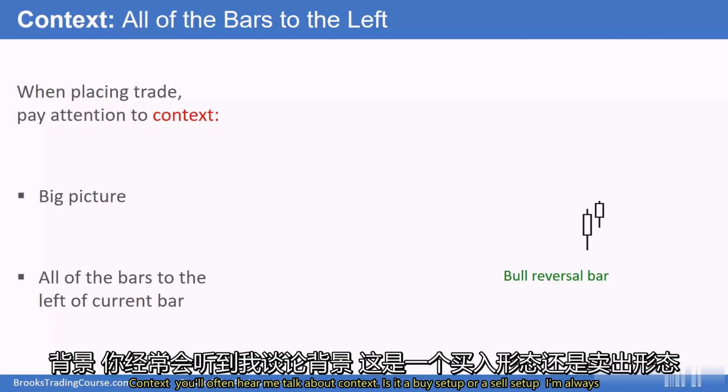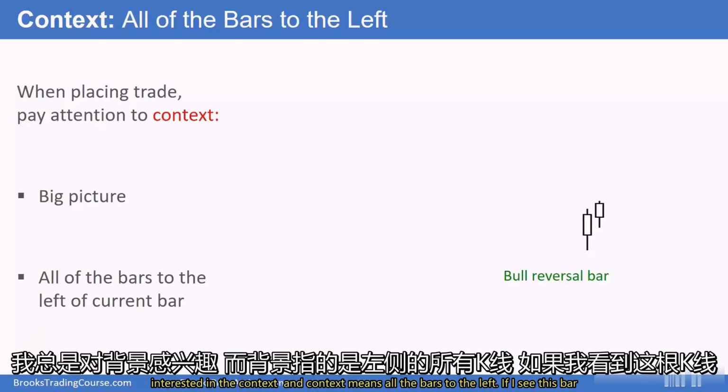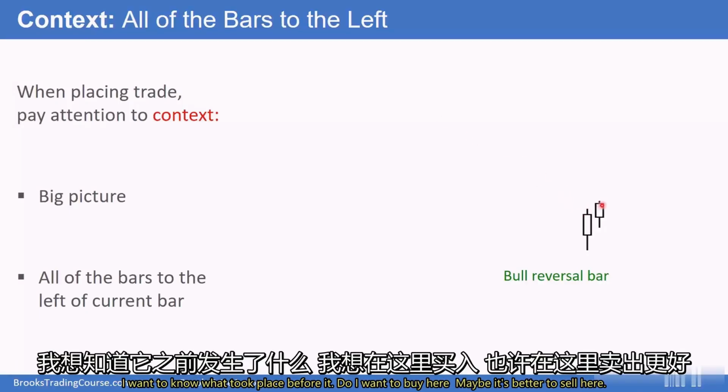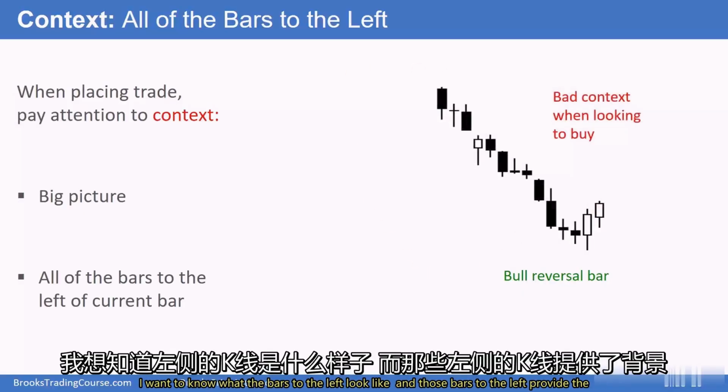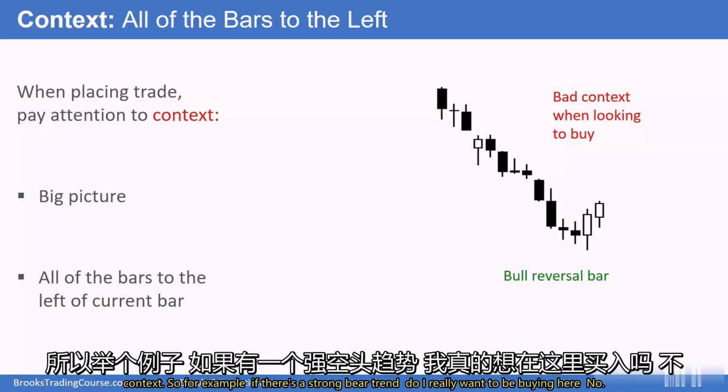Context, you'll often hear me talk about context. Is it a buy setup or a sell setup? I'm always interested in the context. And context means all the bars to the left. If I see this bar, I want to know what took place before it. Do I want to buy here? Maybe it's better to sell here. I want to know what the bars to the left look like. And those bars to the left provide the context.